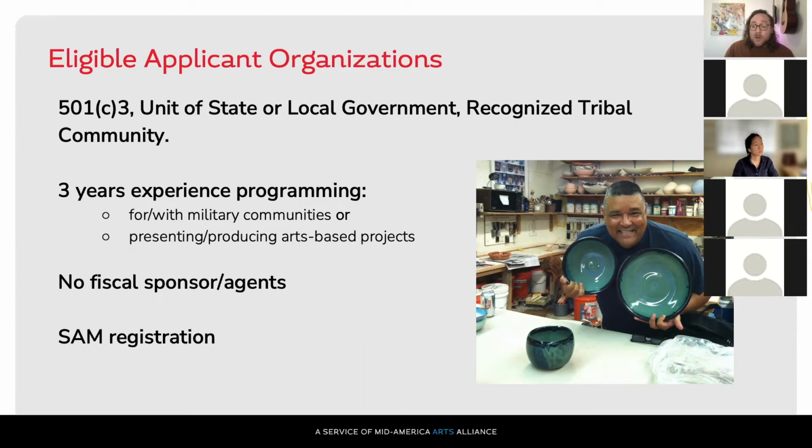Additionally, your organization must be able to apply directly on your own behalf. Applications through a fiscal sponsor or fiscal agent are not allowed. Your organization must have a unique entity identifier or DUNS number and have an active registration in the System for Award Management, or SAM. You must be in good standing with Mid-America, the National Endowment for the Arts, and all other federal agencies with no delinquent reports or grant documents.